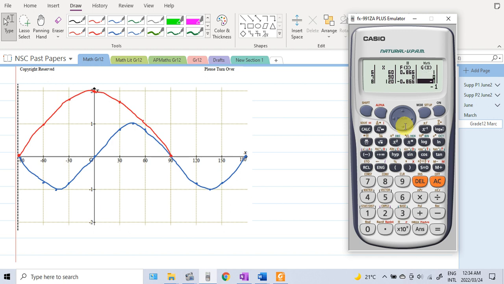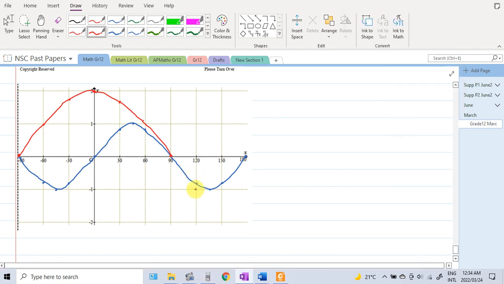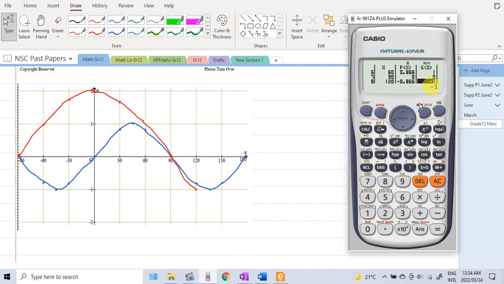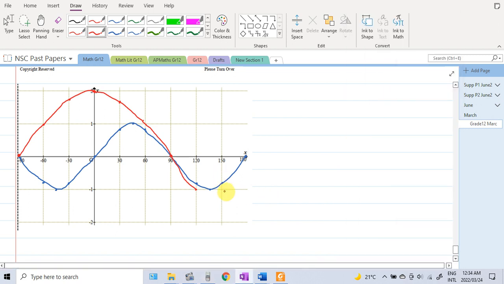Right, so this graph here I think is going to come down like this, minus 1, right? And then at 150 we should get negative 1.732. 150 is negative 1.732. What was this value here? 0.866. 150 is negative 1.732. It should be here. Yes. And at 180 it should be minus 2. Correct.